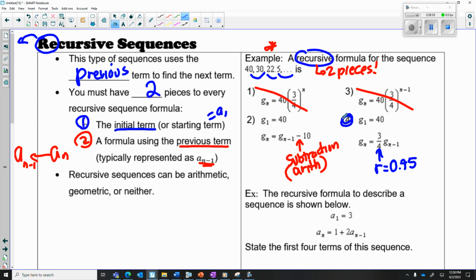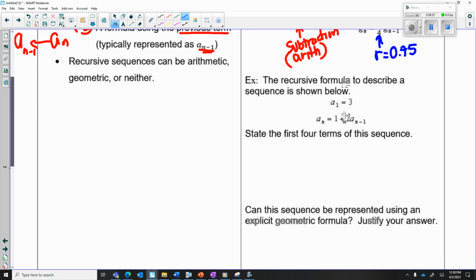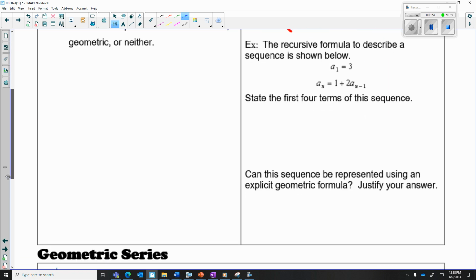Now, we can also go to the second example here because this one is a free response. So this one is giving you the equation set up as a recursive. So there are the two pieces. The first term here is 3. And then they're saying use this formula here to find the first 4 terms. So I'm guessing we're going to use a1 to find a2, a3, and a4. So a2 is going to be the next term. And this formula basically says this.